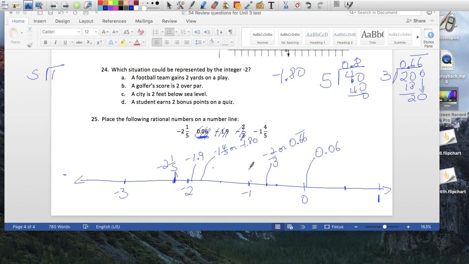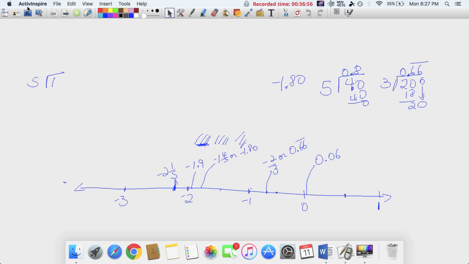So that would be sort of my number line with the numbers labeled. You would definitely get a question like that. Okay, you just have to be careful. That's it, and it should be a very simple test. And that's all.